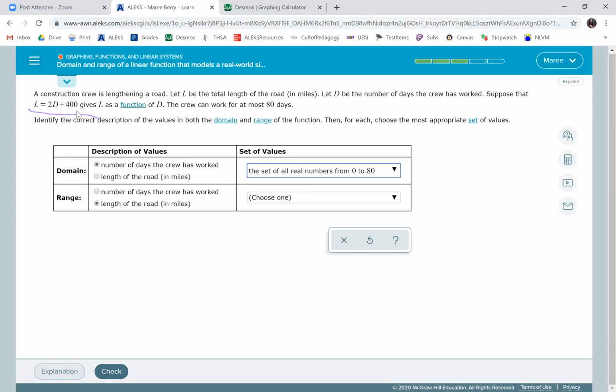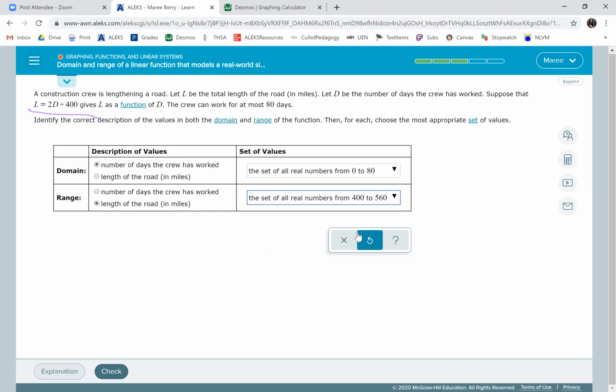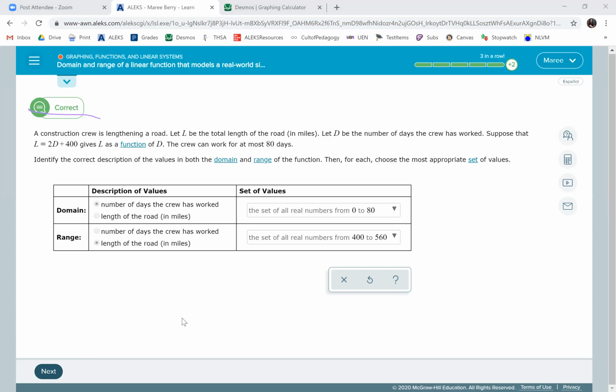The length of the road, well, if they work 0 days, it's going to be 400. So we have to find the lowest is 400. So that's this one. Okay, so it looks like range, you look for the lowest, and domain, you look for the highest a lot of times. So that's kind of good. Okay, that's the end of the lesson.